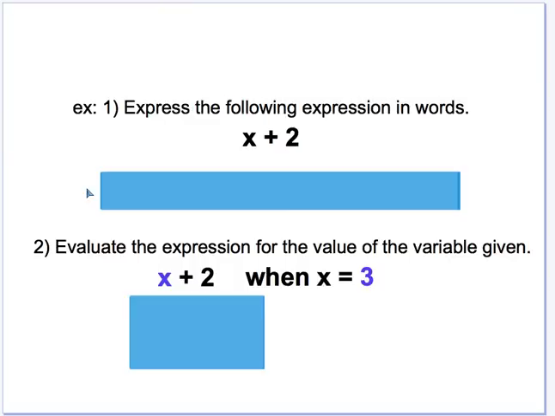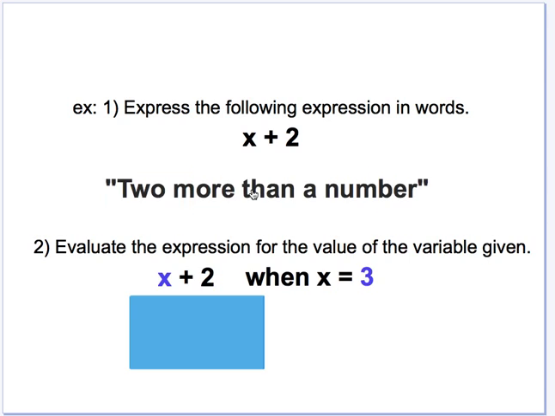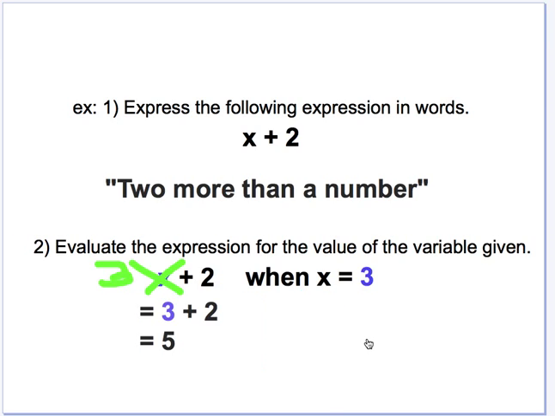Let's start off with this one. We're going to express the following in words. So you just pause it, try it. It's 2 more than a number. Now, if we have the same expression, x plus 2, and we're asked to evaluate the expression for the value of the variable given, so here's the expression, x plus 2. When x is equal to 3, we have to evaluate it. So what we do is we substitute this 3, we take the x out, and we put in the 3, because that's what it's saying here. It says when x is equal to 3. And when we do x is equal to 3, it's 3 plus 2, which is equal to 5.